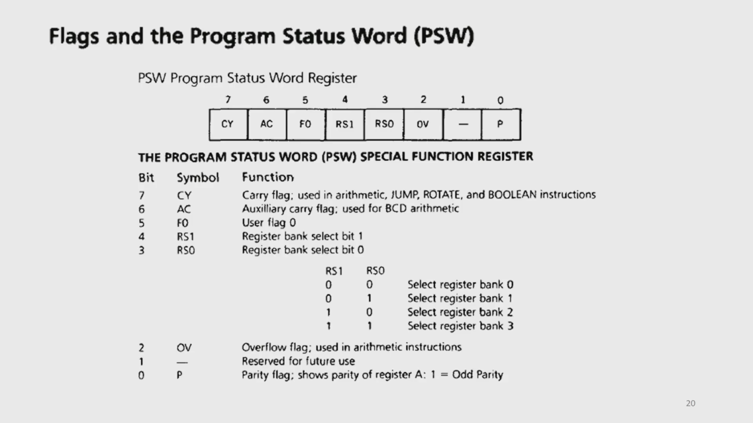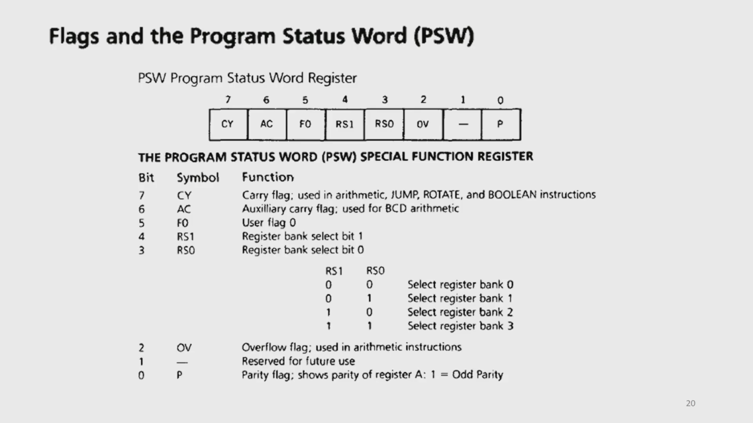First, bit 0 is the parity flag, which shows the parity of the register. If there is odd parity in the result of the arithmetic and logical calculation, the flag will be set, otherwise it is 0. Then bit 1 is reserved for future purpose. Then the overflow flag, which is used in arithmetic instructions. Then bits 3 and 4, that is RS0 and RS1, which are used to select the register bank.